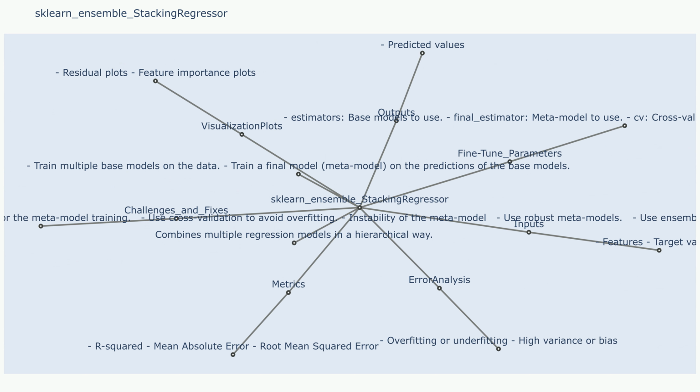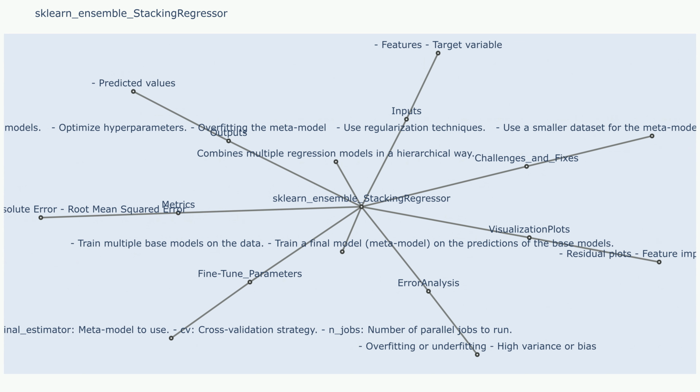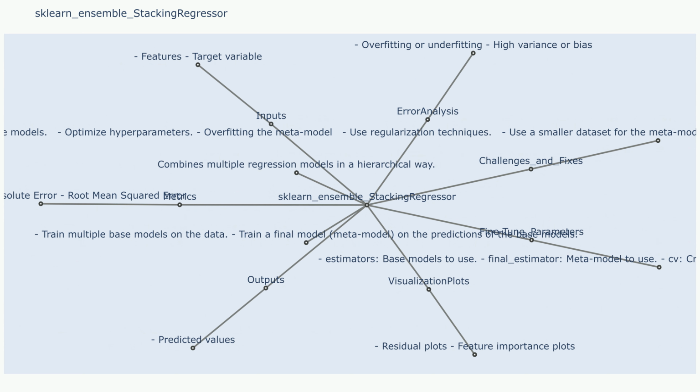Challenge 2: high computational cost. Stacking regressor can be computationally expensive, especially when using many base models or a large dataset. Sample use case that resulted in challenge 2: training a stacking regressor with multiple complex base models on a large dataset, leading to long training times. Fixes to challenge 2. Use less complex base models to reduce the computational cost. Use parallel processing to speed up training. Consider using a subset of the data for training if computational resources are limited.